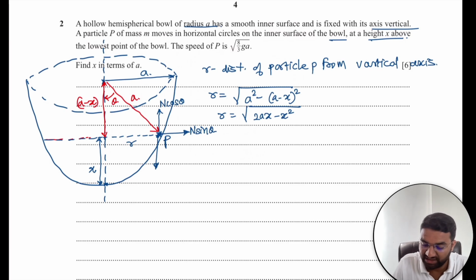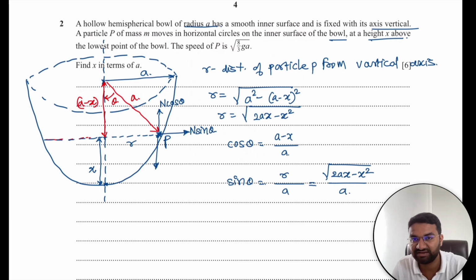Now we have to take cos theta. Cos is adjacent, a minus x, over hypotenuse a. So cos theta is equal to (a minus x) over a, and sin theta is equal to r upon a, which is equal to the square root of 2ax minus x squared, upon a. That's sin theta. These are just the initial arrangements we have to make to solve the further derivation.